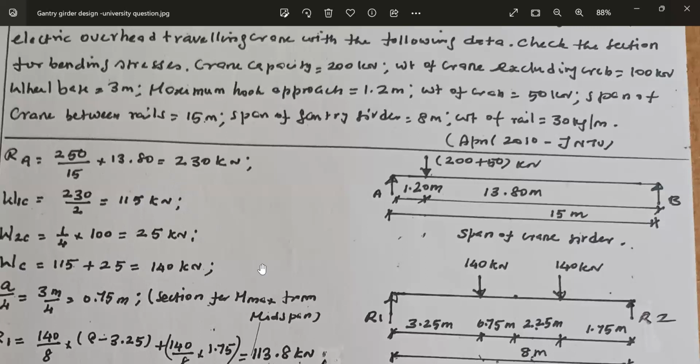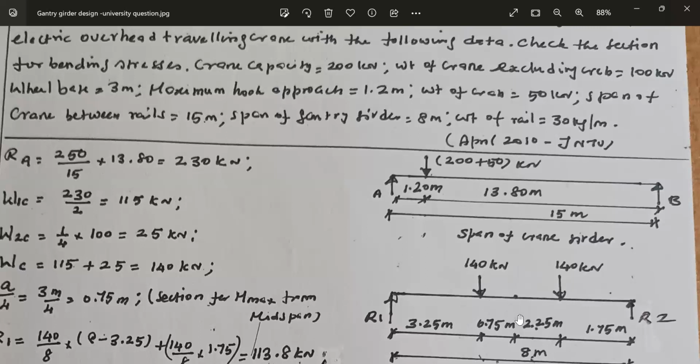The spacing between the wheel loads is given as 3 meter. Wheel base is equal to 3 meter. That means the distance between the two wheel loads is equal to 3 meter. Let it be denoted as A. Now we have to place the wheel load such that one of the wheels is at a distance of A by 4 from midspan of the gantry girder. A is the spacing between the wheel loads, that is 3 meter. A by 4 is equal to 3 by 4, 0.75 meter. One wheel load is placed at a distance of A by 4 from the midspan section.